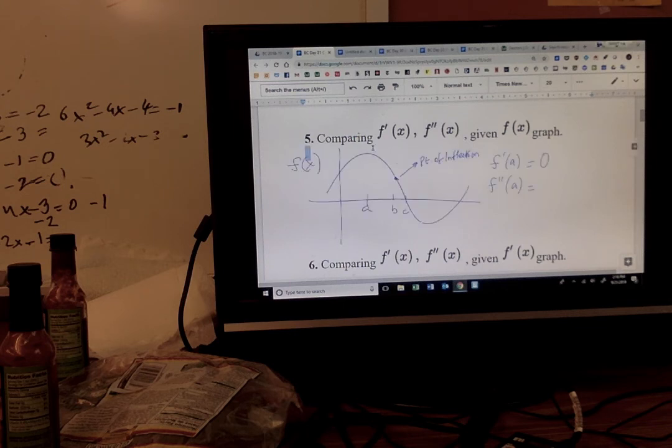Louder, I can't hear you. Say that loudly. Less than 0. Tell me why it's going to be less than 0. Because the graph is concave down. So make a note if you need to. It's concave down at A, therefore less than 0.